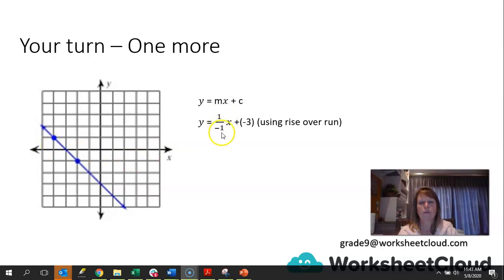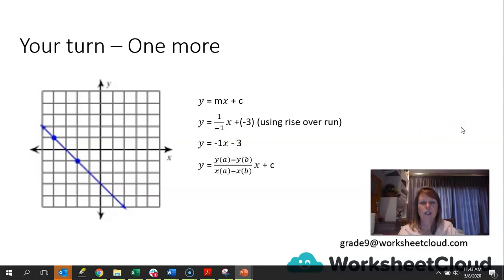So it's 1 over minus 1x plus minus 3, because that is where the y-intercept is. So if we've got plus minus 3, it actually just becomes a minus 3 altogether. Okay, so your y is equal to minus 1, because that's what that fraction is, minus 1x minus 3, and that is what your formula is.